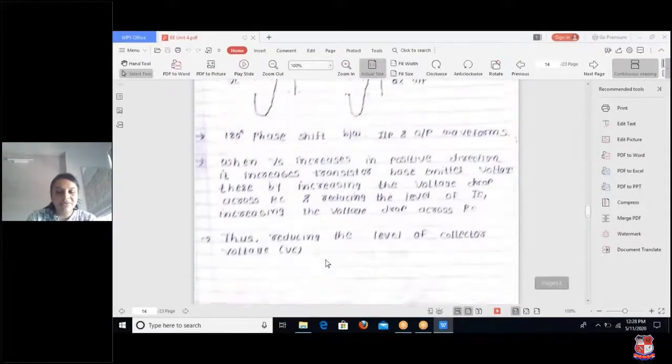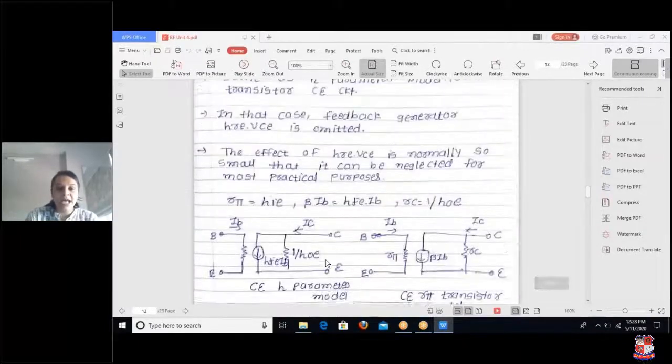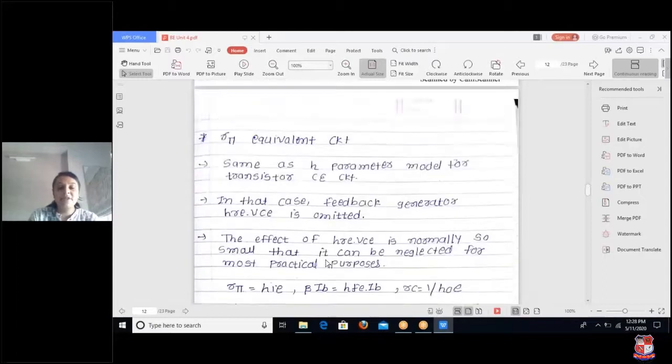But before we go to the examples, I will discuss the last model, which is known as the R pi equivalent circuit. In this unit we discuss three models. First is the T equivalent model, which is also known as the R parameter. The second is the H parameter model, and the third is known as the R pi equivalent circuit, or R pi model.